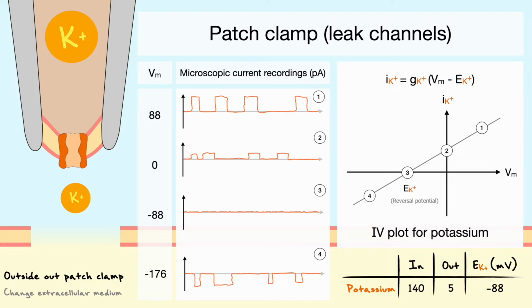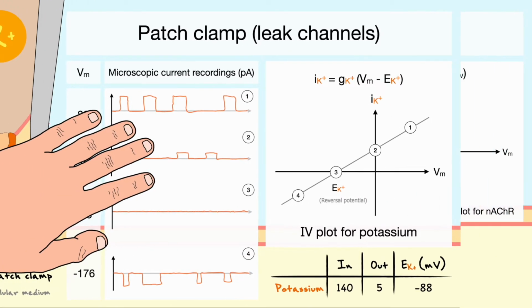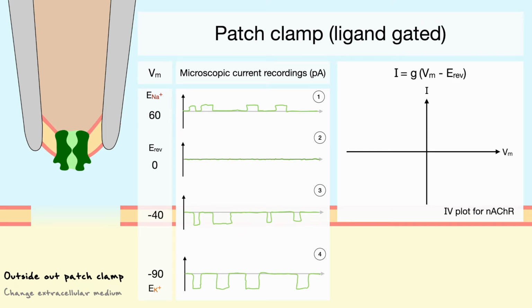Luckily for us, the conductance in ligand-gated ionotropic channels, such as the acetylcholine receptor, is not voltage-dependent and behaves more like leak channels, which we can directly see if we plot the results from the patch clamp recordings. As a quick note, for the patch clamp experiment to work, the extracellular medium must obviously contain some acetylcholine to open the receptors.